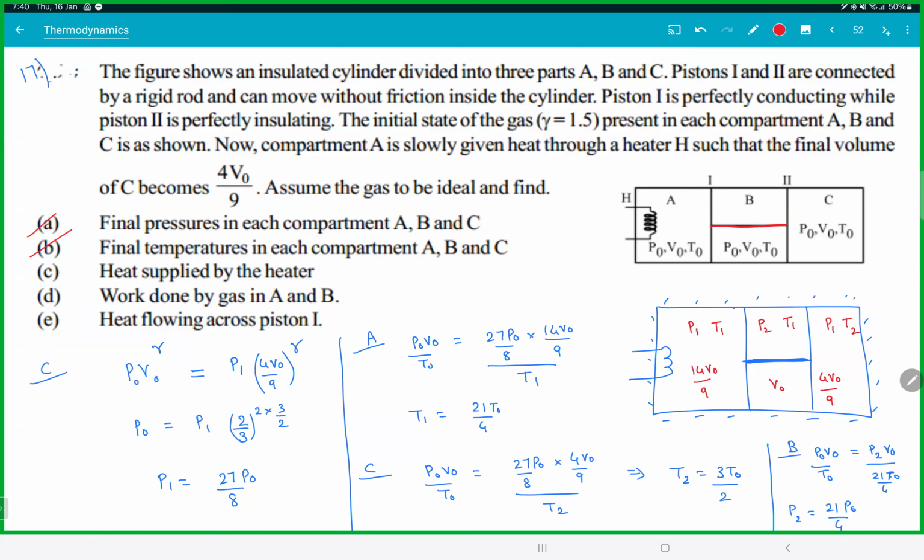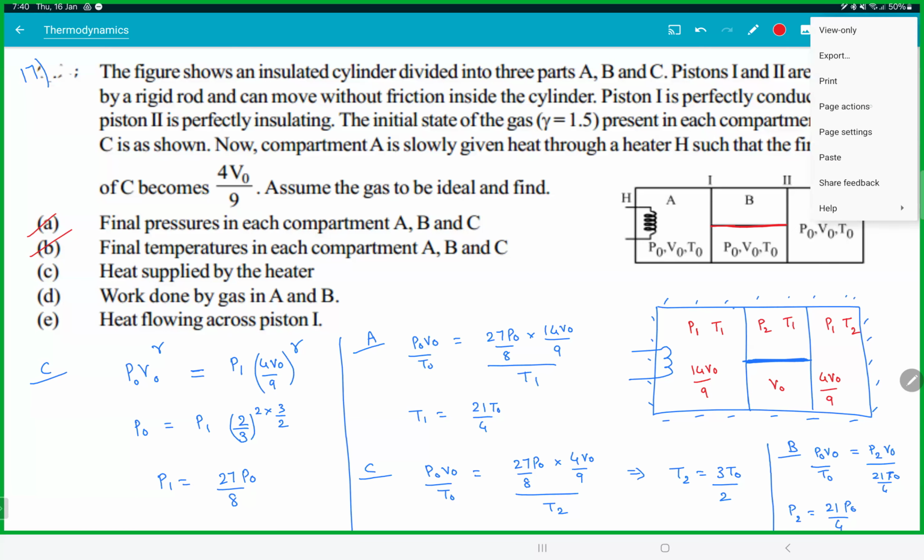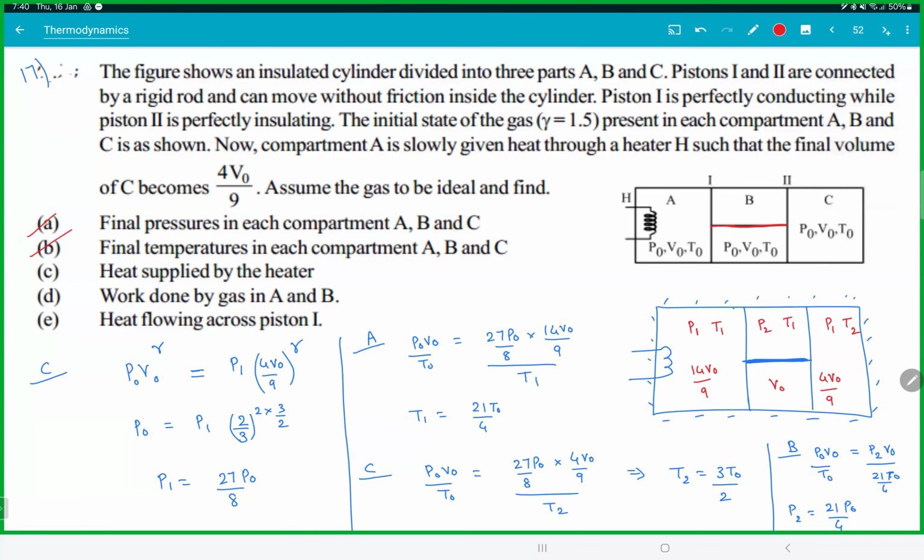What is work done by gas in A and B? Work done on B, how much will it be? 0, right? The volume is not expanding. Have a look at this. Is this clear, everyone? Then comes the second part. All clear? Can I go ahead? This will be an advanced paragraph. A little long. They might not ask you so many questions.